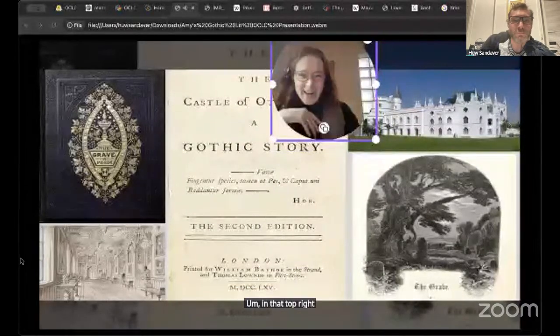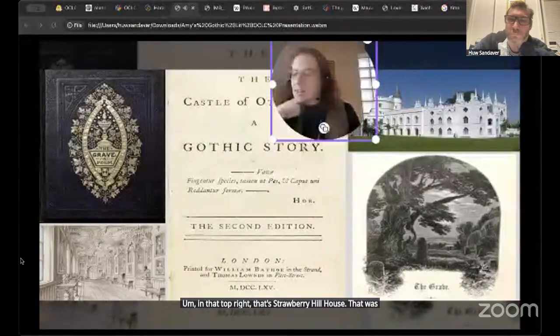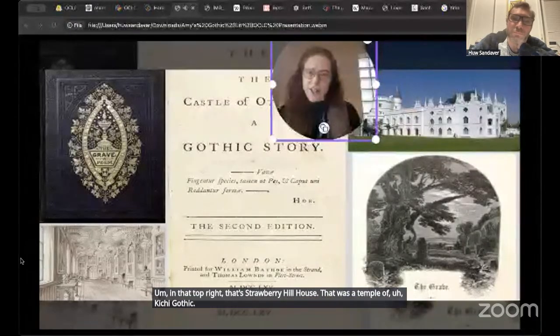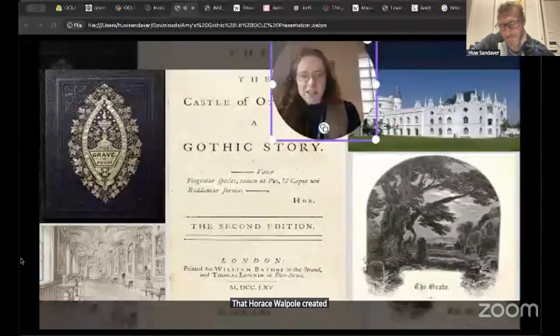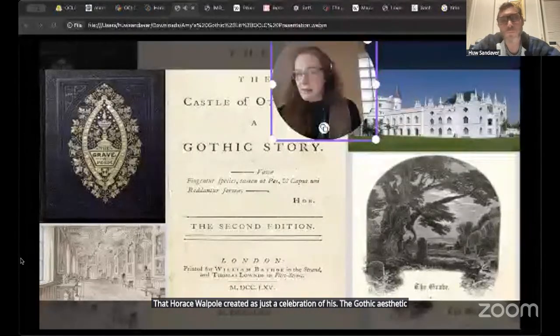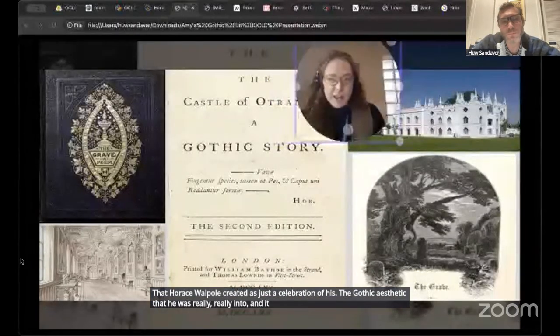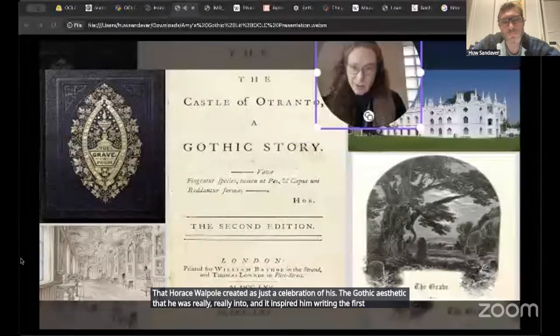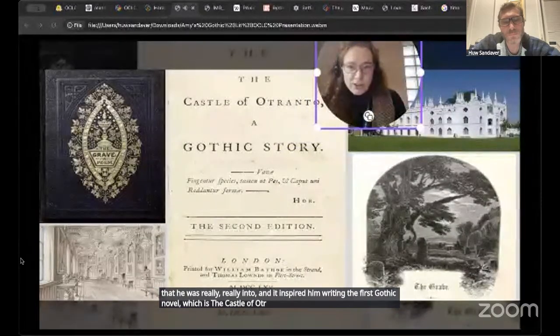So in this case, we started with Strawberry Hill House, which you can see in that top right. That was a temple of kitschy Gothic that Horace Walpole created as just a celebration of the Gothic aesthetic that he was really, really into. And it inspired him writing the first Gothic novel, which is The Castle of Otranto. And later on, it had a subtitle, A Gothic Story.